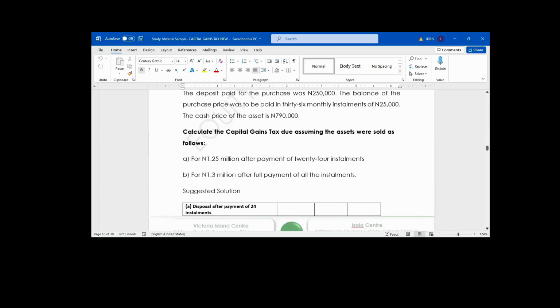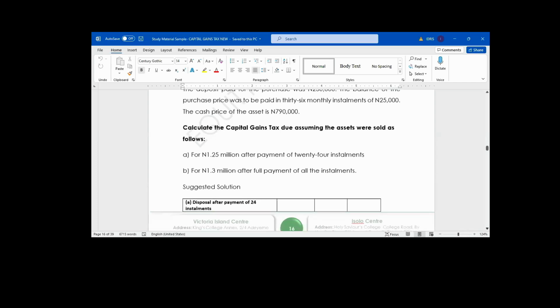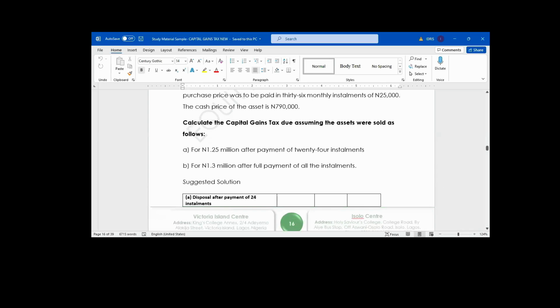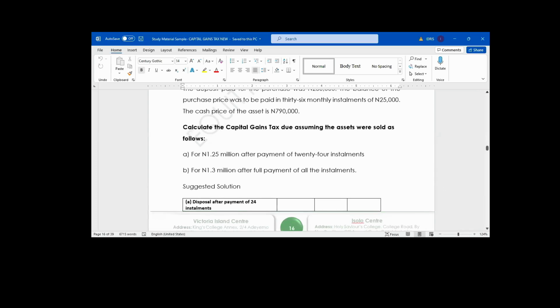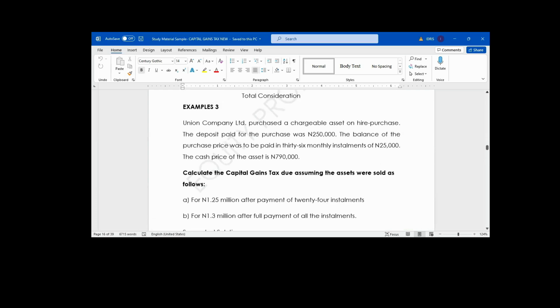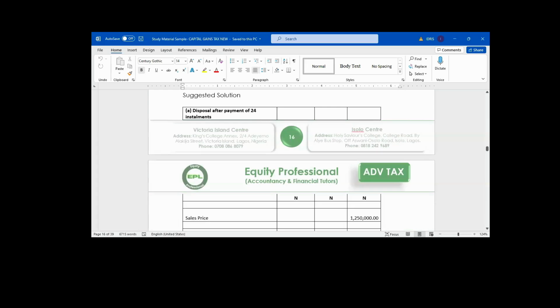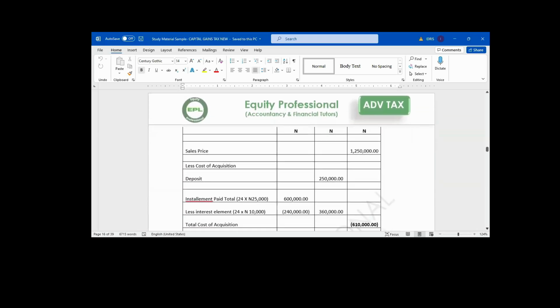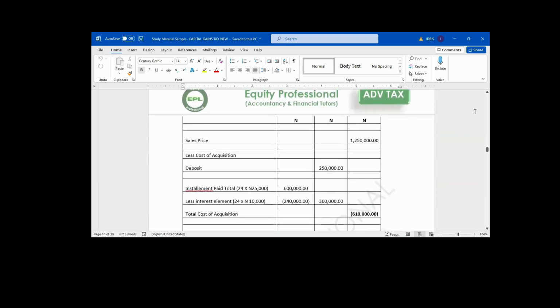Now, A, it was sold for 1,250,000, that is 1.25 million, after payment of how many installments? 24 installments. The question now is, how do we calculate the capital gain tax? First and foremost, the sales proceed of the asset is 1,250,000, less cost of acquisition. How do we get our cost of acquisition now?